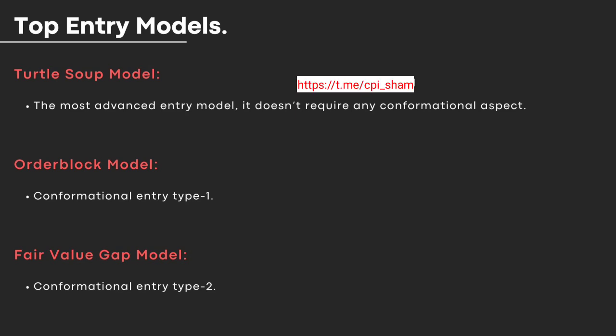The first one is the Turtle Soup entry model. It's the most advanced one and requires the most experience, chart time, and technical knowledge. Therefore, you should only use it if you are an advanced trader. The second and third entry models are the order block and the FVG model, which both require confirmation and are more suitable for beginner and intermediate traders. Now let's discuss each one of them in detail separately.